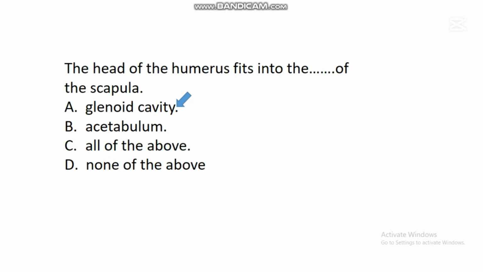The head of the humerus looks like a ball. Humerus is a bone of the arm, and studies have shown that this humerus forms a joint with the scapula by fitting into an empty space or a cavity or a hollow depression known as glenoid cavity.